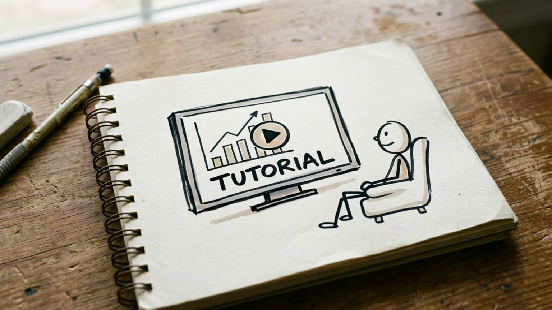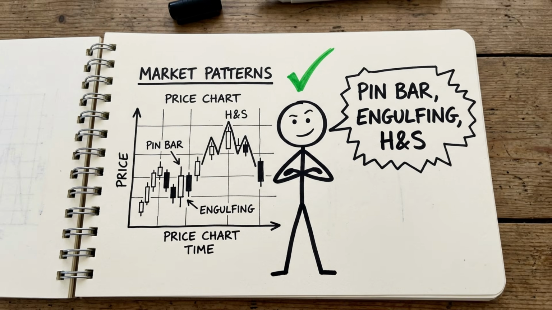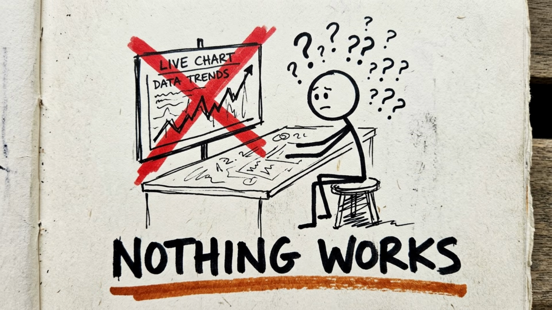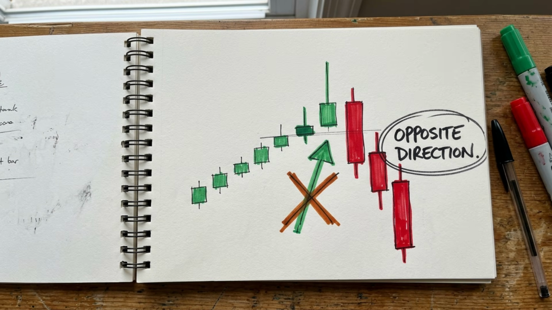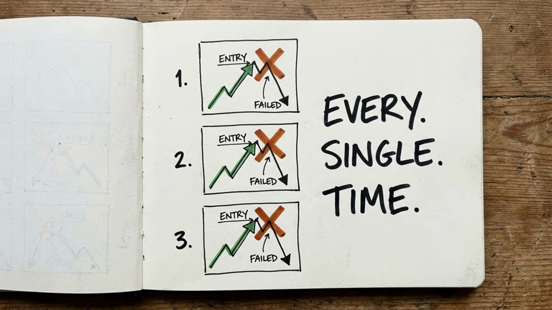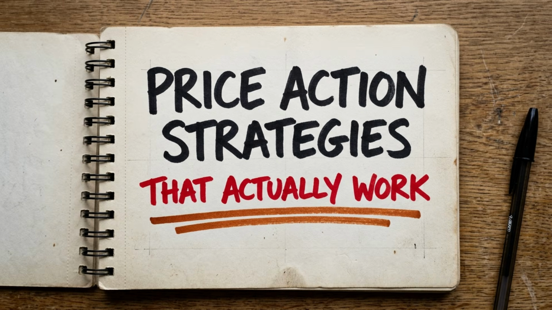You've watched the tutorials, you know the patterns: head and shoulders, engulfing candles, pin bars. You can name them all, but when you sit down in front of a live chart, nothing works. The pattern forms, you enter, price does the opposite every single time. That's not a pattern problem, that's a reading problem. And in this video, I'm going to show you the price action strategies that actually work, not the textbook versions, the real mechanics behind them.